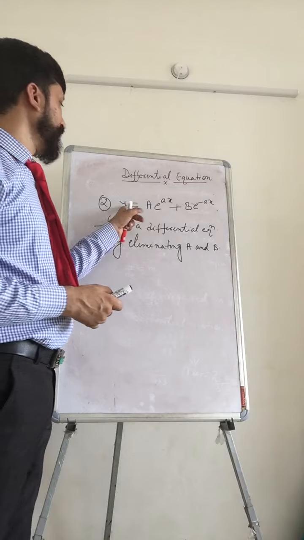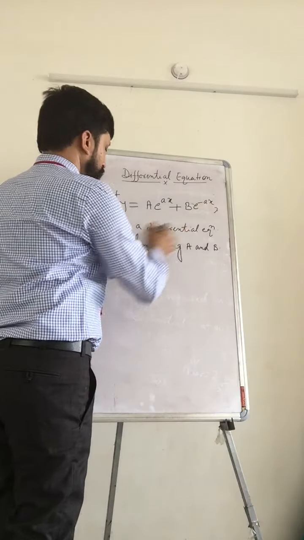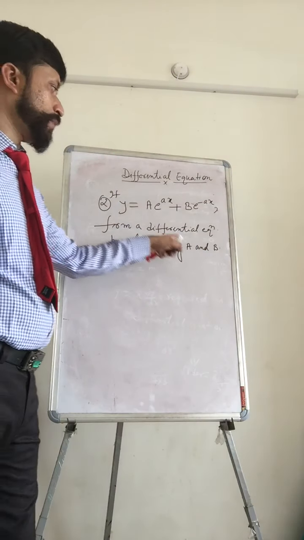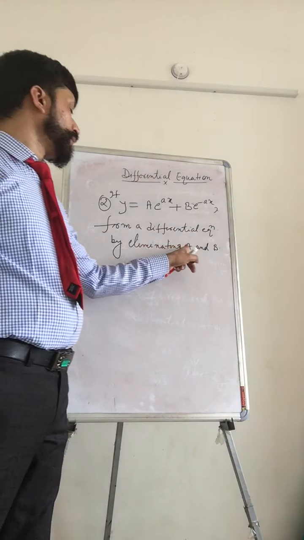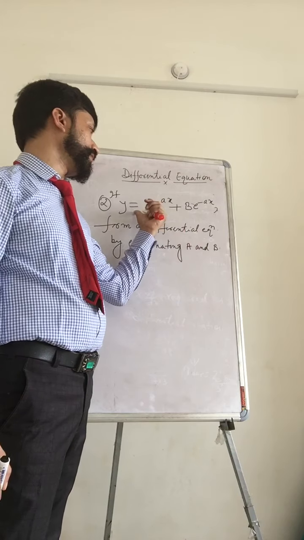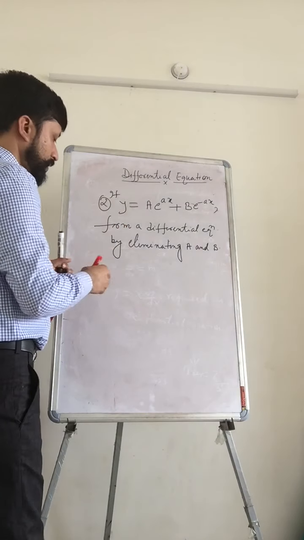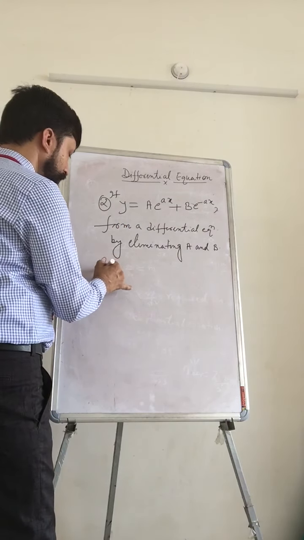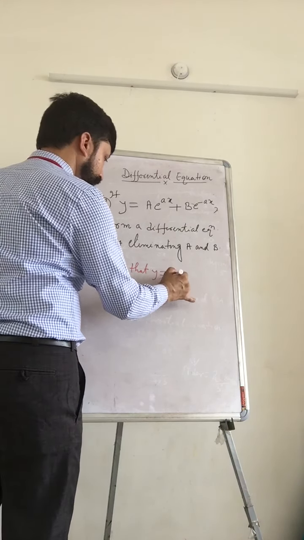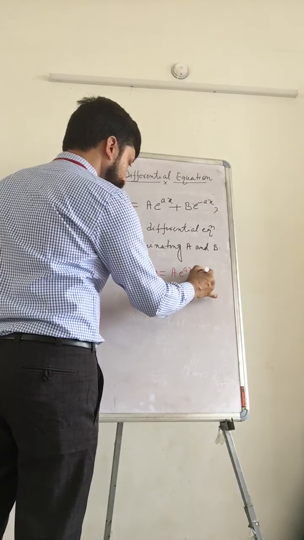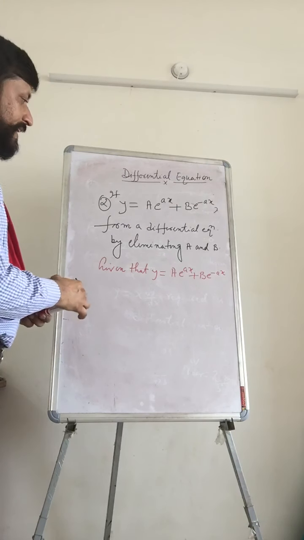Here it is given y equal to this, form a differential equation by eliminating a and b. Means you have to eliminate two arbitrary constants. Means to eliminate these two arbitrary constants, we will find twice derivatives of this. First we will find the first order derivative of this. So first write, given that y equal to a e to the power ax plus b e to the power minus ax. Differentiate with respect to x.